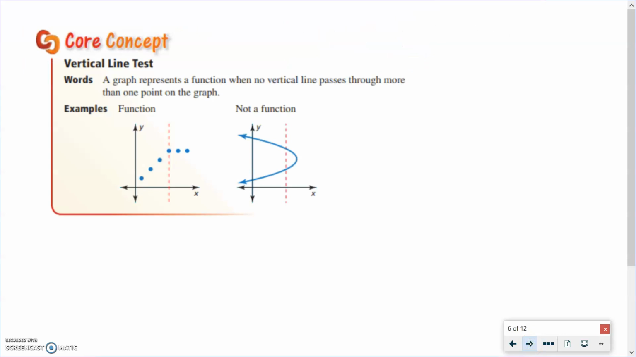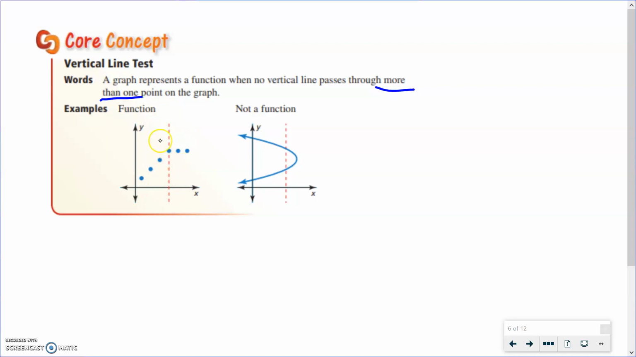Okay, so when we have points or tables or maps, we're looking at the numbers. We also can look at graphs and decide if those are functions, okay? So we use what is called the vertical line test, and that's when you draw a vertical line and see if it goes through more than one point. Okay, if it goes through more than one, that's the important piece, more than one point, it is not a function.